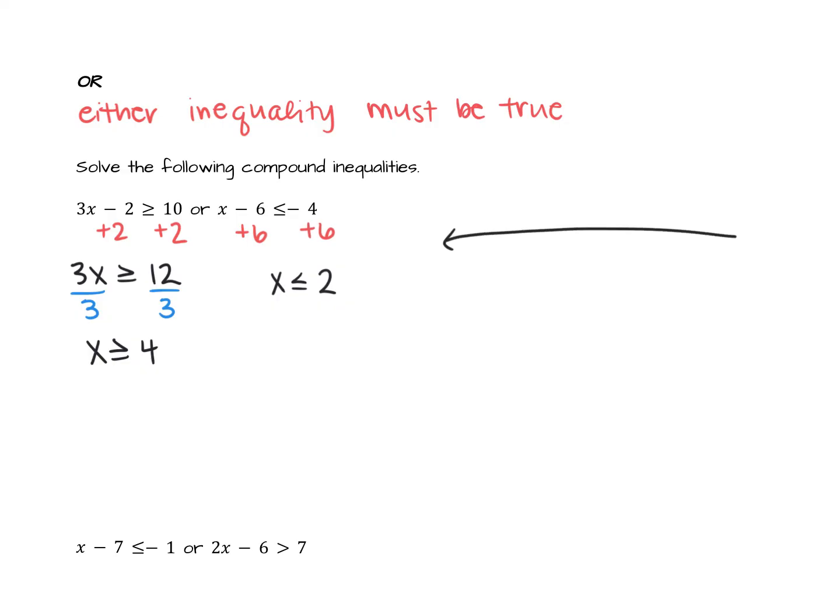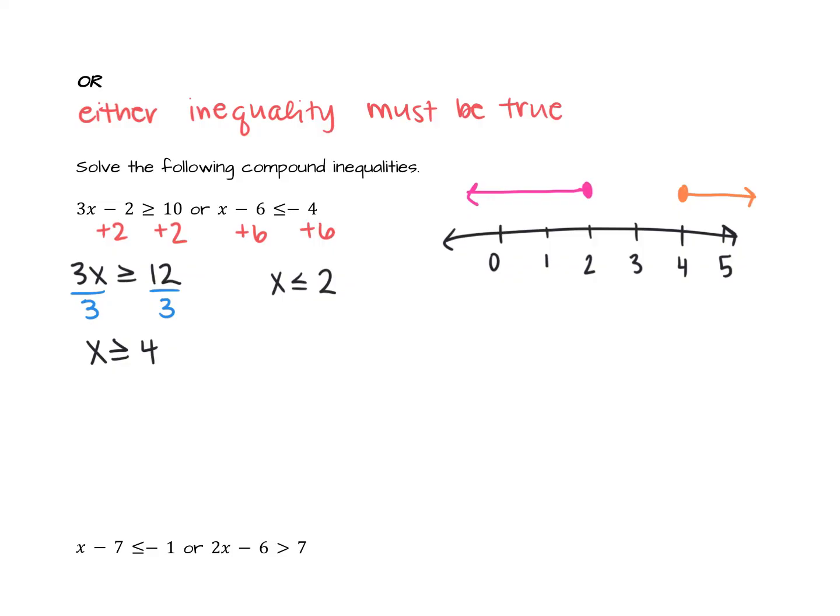Now I'm going to graph my number line. So I'm going to start with 0. So I'm going to start with everything greater than or equal to 4. So I'm going to have a closed circle at 4, and then everything to the right of 4 is greater than or equal to. My second inequality, I have everything less than or equal to 2, so closed circle at 2, and then everything less than that is to the left.